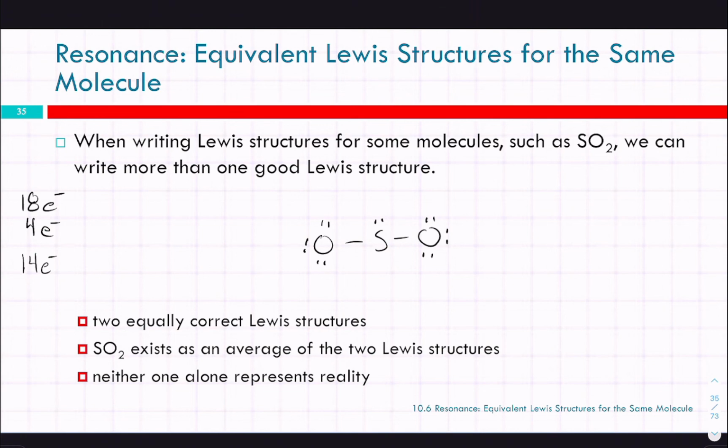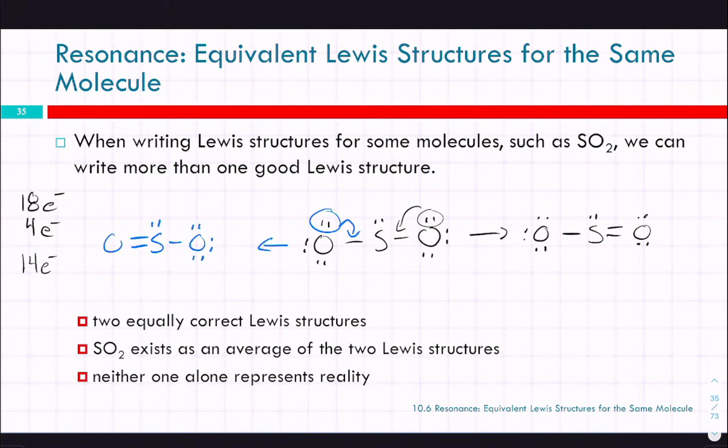Either one. The right one is correct, but the left one's also correct. That's the point. So if we do the right one first, we'll end up with this structure. Everything has an octet. Let me do this in a different color. But we can also do the left one, and everything also has an octet.